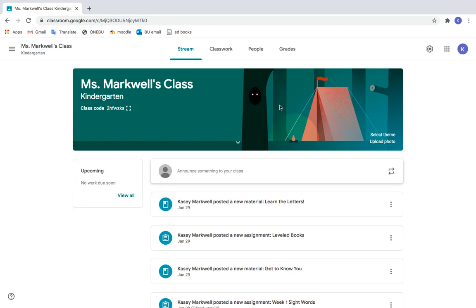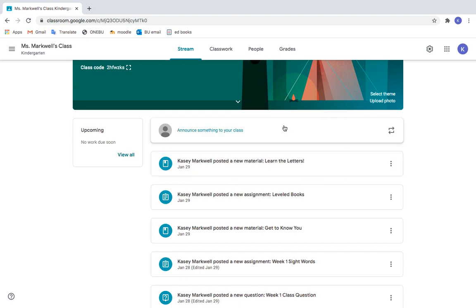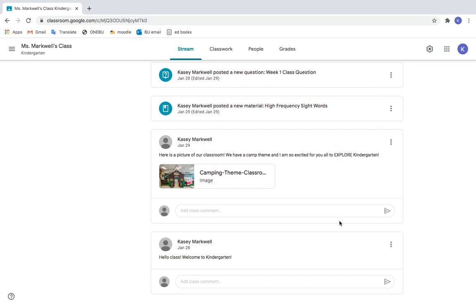I found this camping picture and wanted to use this as a classroom theme and to have my kindergartners be little explorers in their learning. So I thought this was a good tie. And then as we go down the stream, the newest material is always at the top and the oldest is at the bottom. So going down to the bottom, we have two announcements.